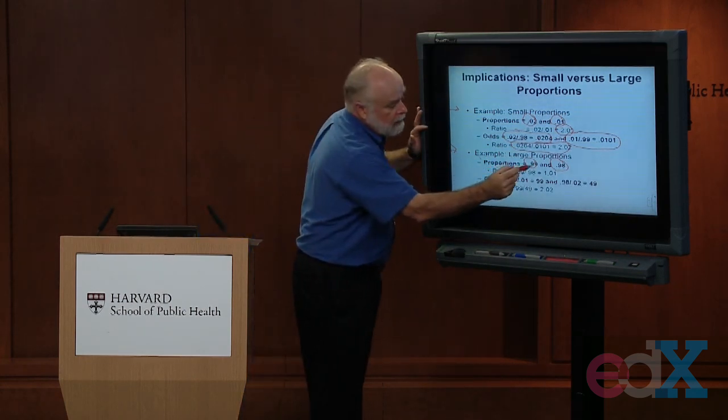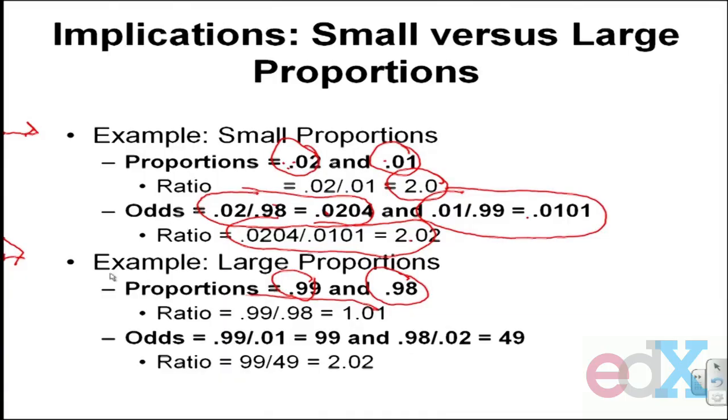Divide 0.99 by 0.98, I get a ratio of the 2 proportions that's only slightly bigger than 1.01, saying that on a proportion scale, the amount of disease that exists in one population is just a little bit higher, 1.01 times what it is in the other population.